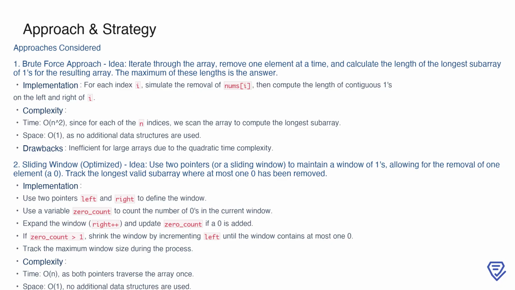To improve efficiency, we then considered an optimized sliding window approach. Here, we maintain a window of 1's with at most one 0 removed. Using two pointers, left and right, we expand the window while keeping track of the number of zeros within it. If more than one 0 is encountered, we shrink the window by adjusting the left pointer until the condition is met. Throughout this process, we track the maximum window size. This method is much faster, with a time complexity of O(n), since both pointers traverse the array only once, and it requires no extra space, making it O(1) in space complexity.